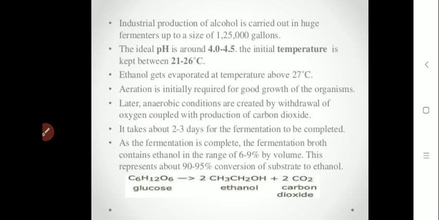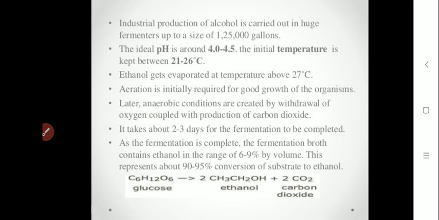So initially when we start the fermentation process, pH is adjusted between 4 to 4.5 and temperature is between 21 to 26 degrees Celsius. Once the fermentation process has started, we supply oxygen by supplying sterile air inside the fermenter. And this helps in the proper growth of the organism.